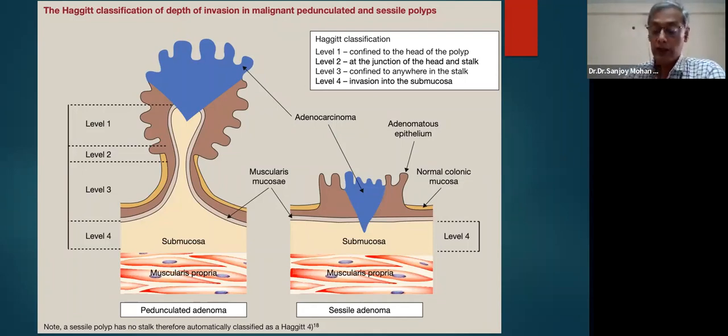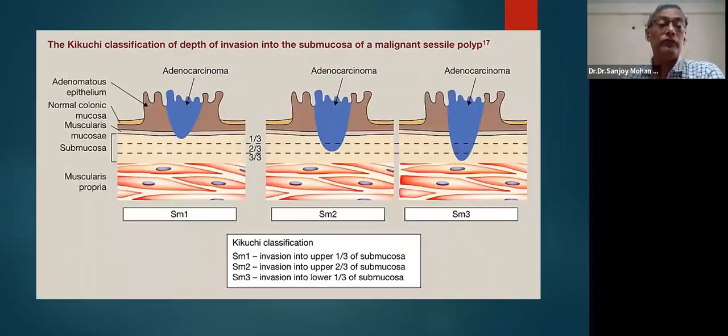Besides this, another classification is there, known as Kikuchi's classification, to see the depth of invasion. This can be divided into upper submucosa, that is, upper one third of the submucosa involved, known as SM1. The middle third of the submucosa involved is known as SM2, and SM3 is when the entire submucosa is involved. This is only related to our management purpose and surveillance.